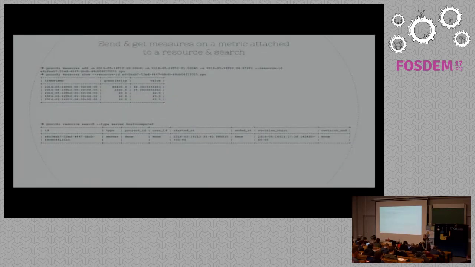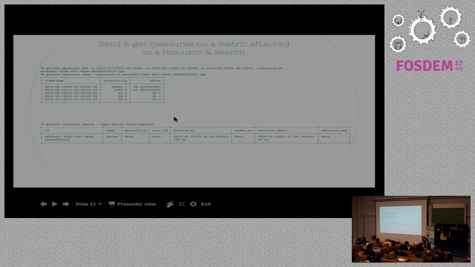Since my object has metrics attached to it, I created 2 metrics, CPU and memory. I can directly send metrics measures to the CPU of this resource here. And same thing, I can show this value back, which are shown here.